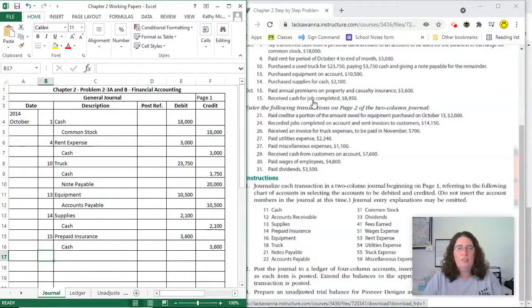October 15th, received cash for a job completed, $89.50. Well, we like to receive cash, so we're going to debit cash. That's fantastic, $89.50. And anytime that we do any work, if we look at our chart of accounts and we come down here and we find our revenue accounts, they start with the number 4, and that one is called fees earned. That fees earned account is there to keep track of any money that we have earned in the process of doing business. Those revenue accounts increase on the credit side, so we're going to credit that revenue account for $89.50.